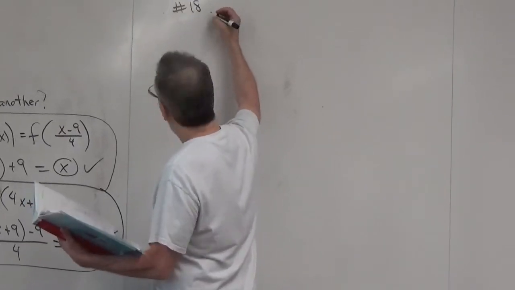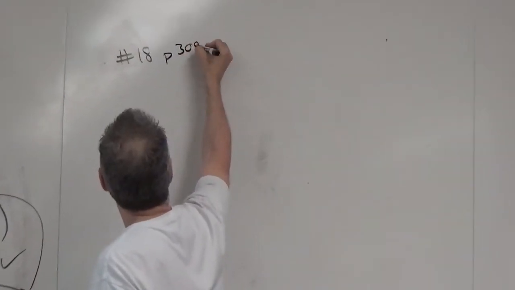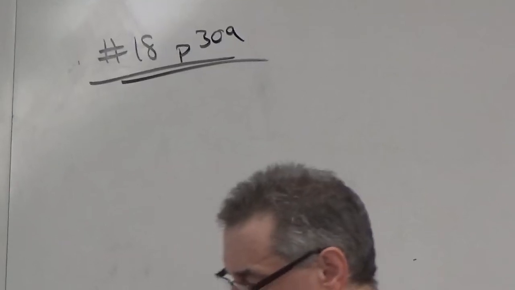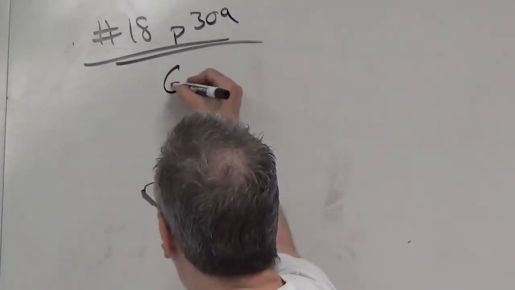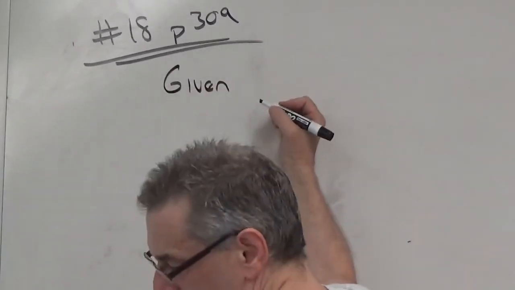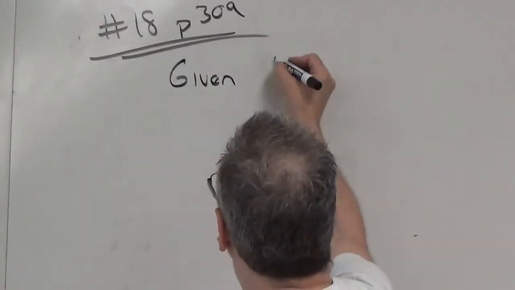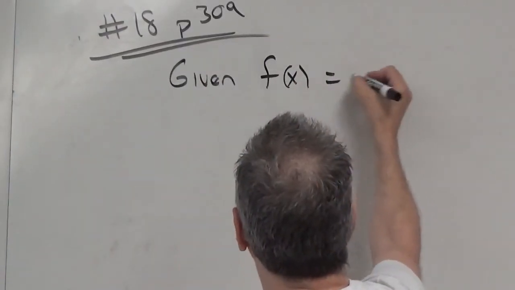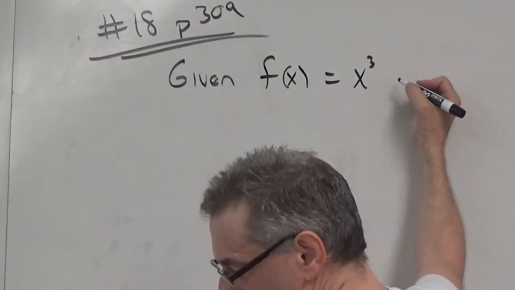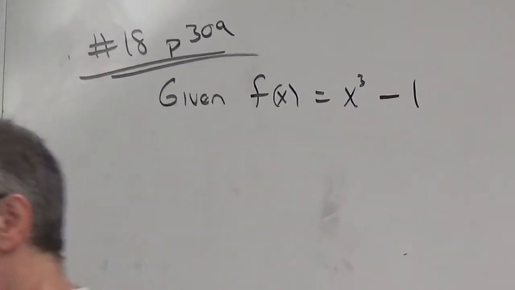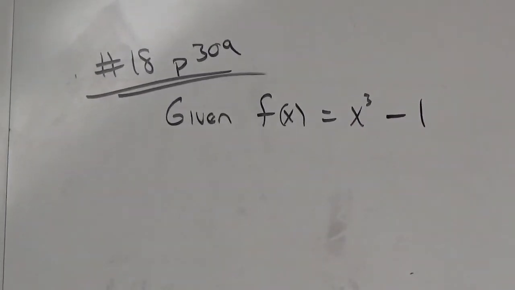Number 18 on page 309. All right, so now we're given one function. Given f of x is x cubed minus 1. And we're asked to find its inverse. So what we want to do here to be complete is we'll go through the process of finding the inverse, and then when we find it, to prove that we're right, we'll come back to do the same proof that we just did over here.